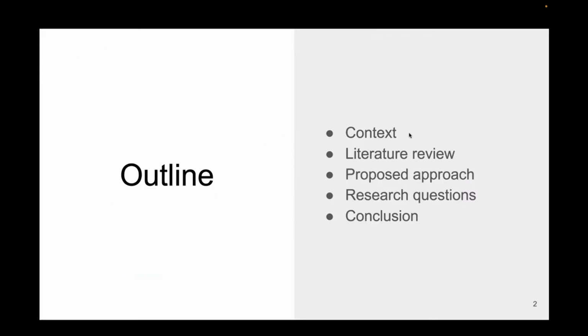So during this presentation we will discuss the context of the paper, including the problem we tackled and the research field. Then we will quickly go over the literature and talk about some of the baselines. Afterwards we'll present the proposed approach and its main components. Next, we will explain some of the research questions presented in the paper, and finally we'll conclude with a quick recap of the presentation.